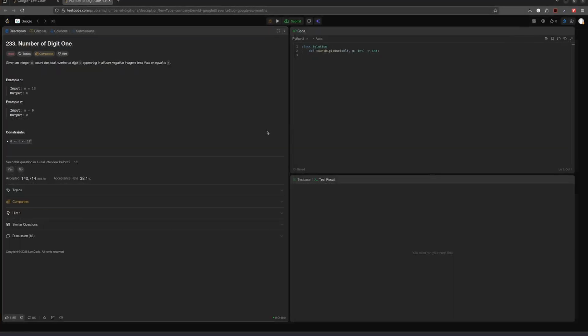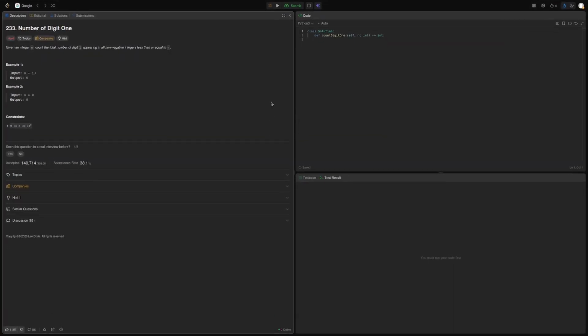Okay, so today we got the hard problem. Number of digit 1: given integer n, count the total number of digit 1 appearing in all non-negative integers less than or equal to n. What the bruh. Now let's ask, what a stupid problem, another one of these.